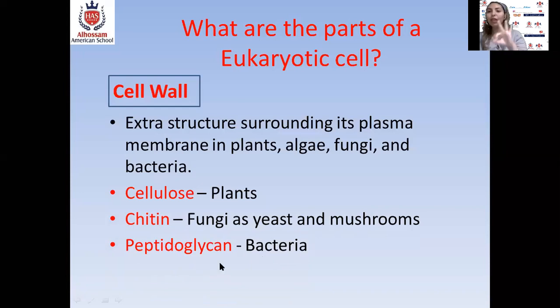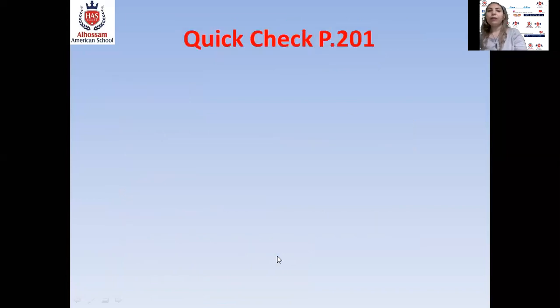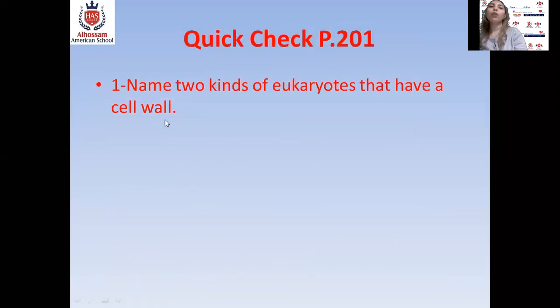So again, we have three materials: cellulose forming plants, chitin for fungi, and peptidoglycan for bacteria. You can underline in your book. So quick check now. Number 1, page 201. Name 2 kinds of eukaryotes that have a cell wall. Examples of eukaryotes that have a cell wall. Yes, Nazim. Plants, fungi, and bacteria. Thank you so much.